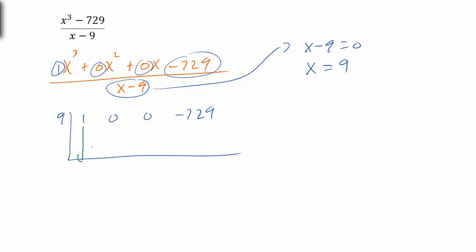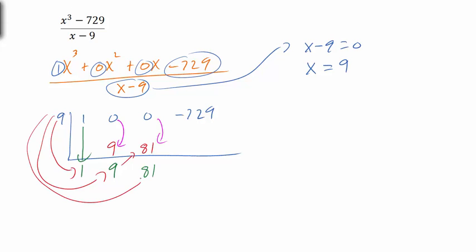And we bring down the first number, which is a 1. And then we're going to multiply 9 times 1, which is 9. 0 and 9 is 9. 9 times 9 is equal to 81. And then we add that to 0. We're going to simply get 81. And then we're going to multiply 9 times 81, which equals 729.